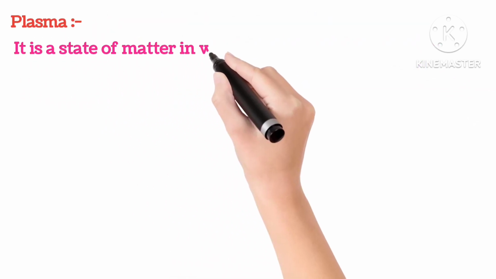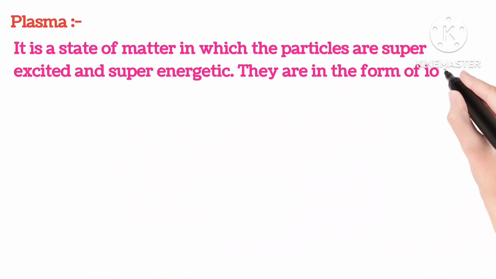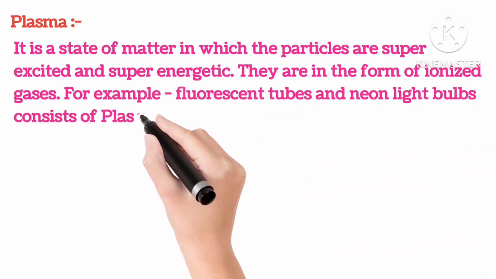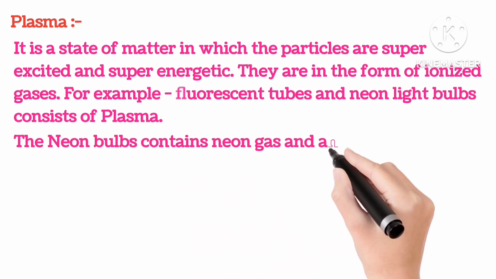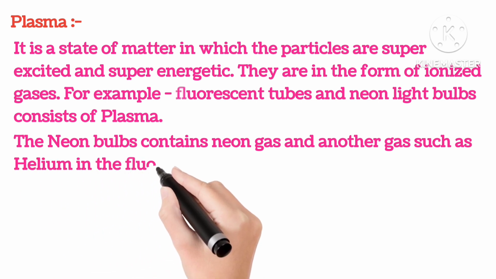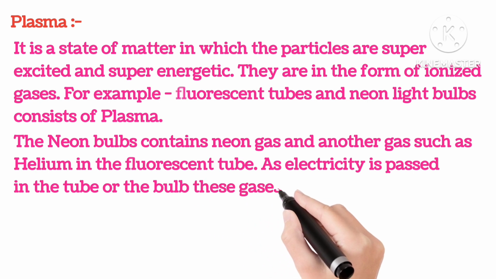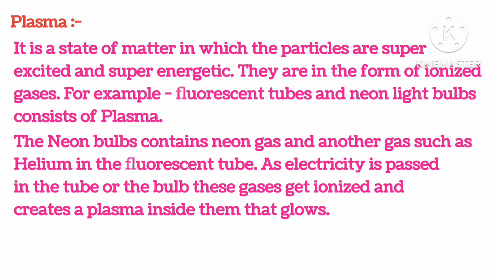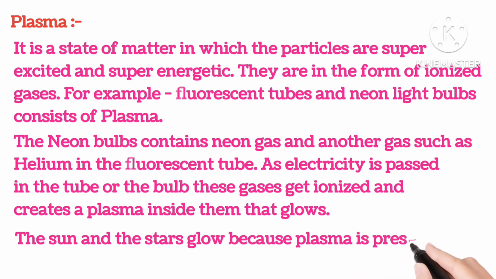Plasma. It is the state of matter in which the particles are super excited and super energetic. They are in the form of ionized gases. For example, fluorescent tubes and neon light bulbs consist of plasma. The neon bulbs contain neon gas and another gas such as helium in the fluorescent tube. As electricity is passed in the tube or the bulb, these gases get ionized and create a plasma inside them that glows. The sun and the stars glow because plasma is present in them.